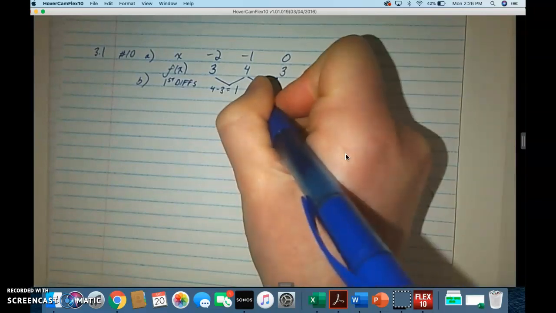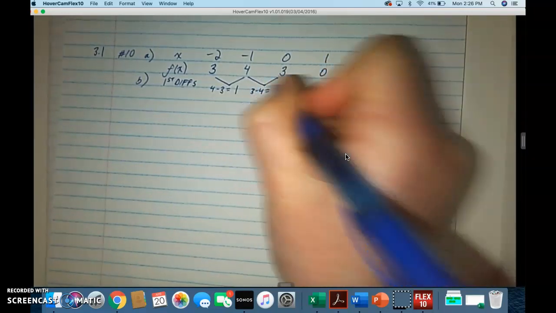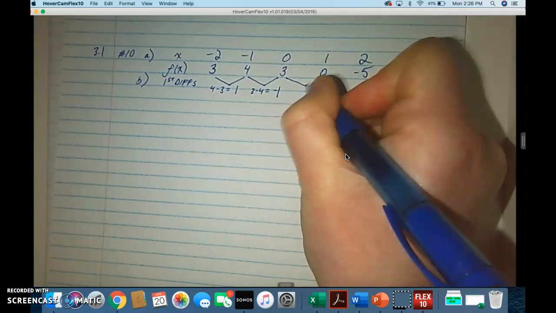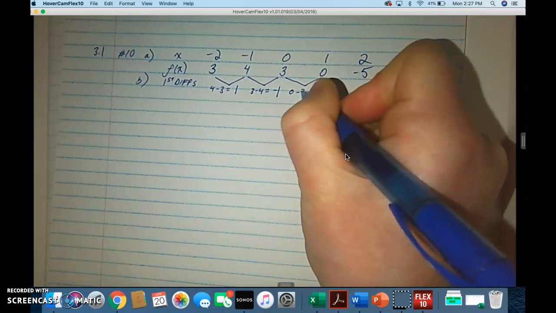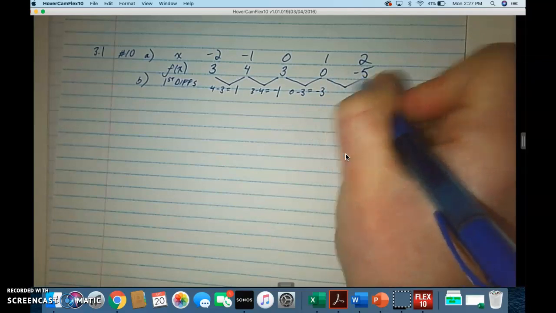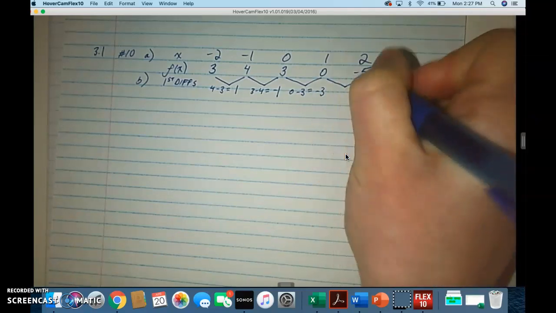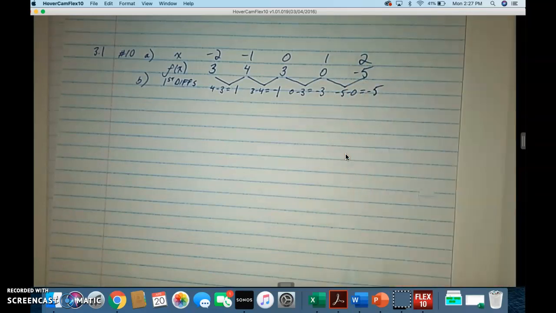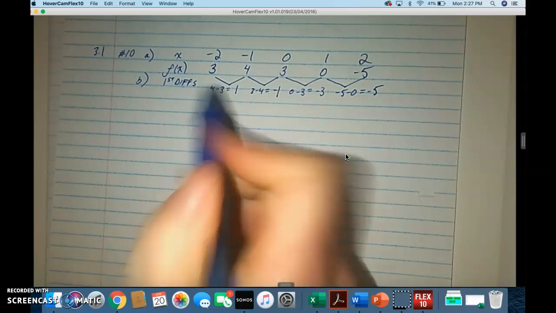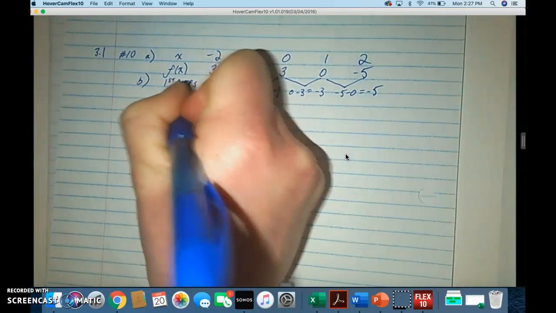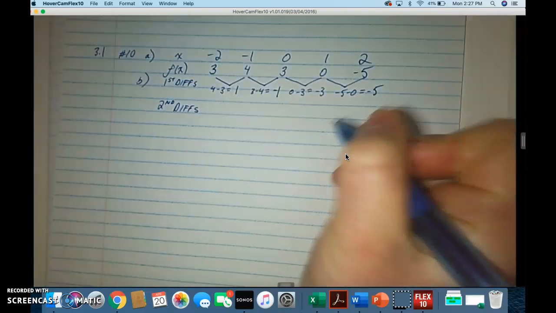Okay, and then here I've got 3 minus 4, which is, in this case, -1. And then here I have 0 minus 3, that is -3. And for the last of my first differences, I have -5 minus 0, which is -5. Okay? That's first differences, so just the difference between the y values. The second difference is, I'm just going to take the difference between those ones that I just calculated.